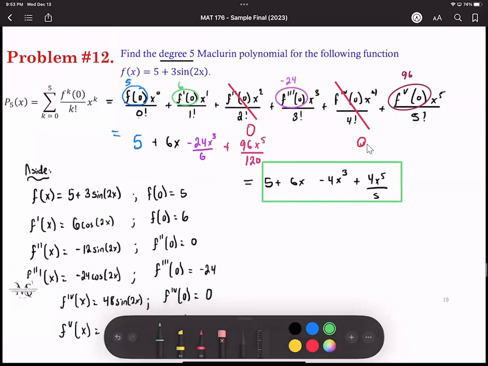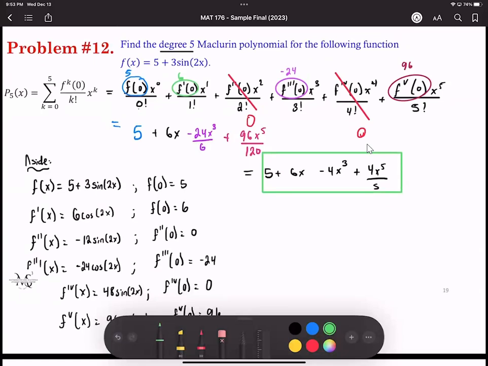There were 2 terms, namely when we were dealing with these even values, we got 0, so they went away.